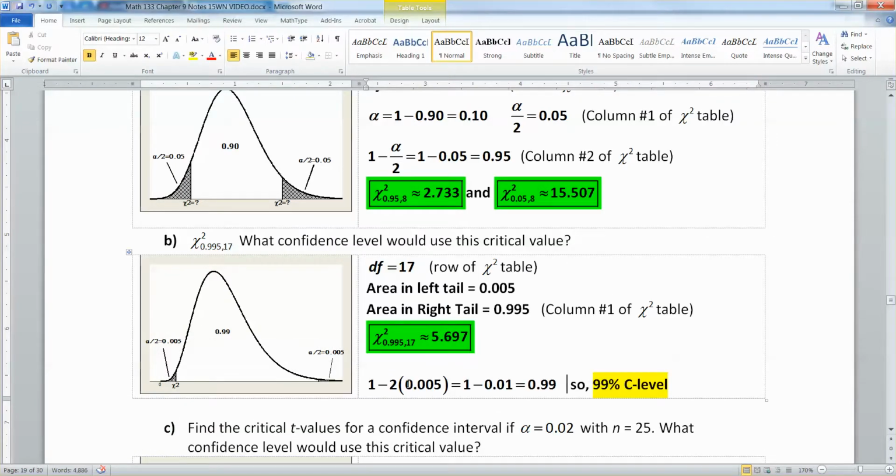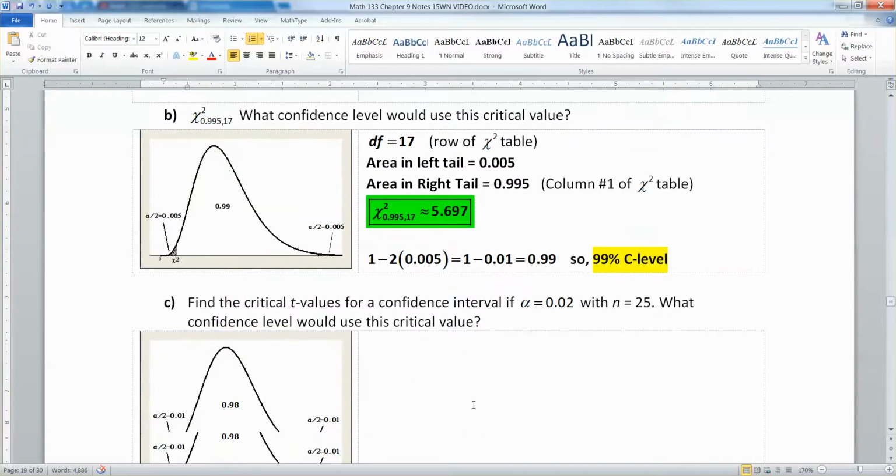There we go. So I typed it all up just so you can see. So you take 2 tails of 0.005 each. You multiply it by 2, right? You add, and then you subtract it, excuse me, from 1. That gets you 0.99. So your confidence level will be 99%.